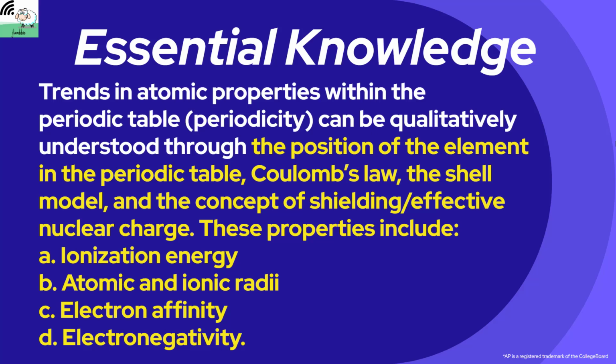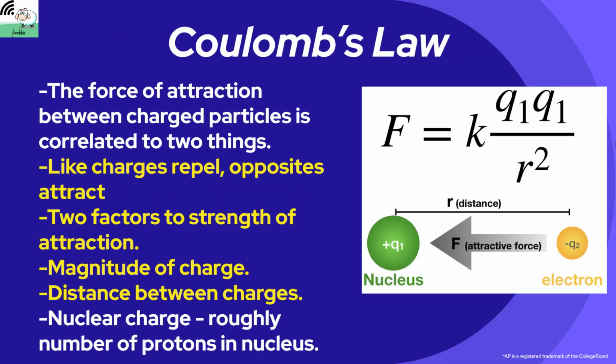So we can really qualitatively understand the periodic table and the position of the element in the periodic table using Coulomb's law, shell model, and the concept of nuclear shielding to get a better understanding of those trends on the periodic table. These are going to be things like ionization energy, atomic and ionic radii, electron affinity, and electronegativity.